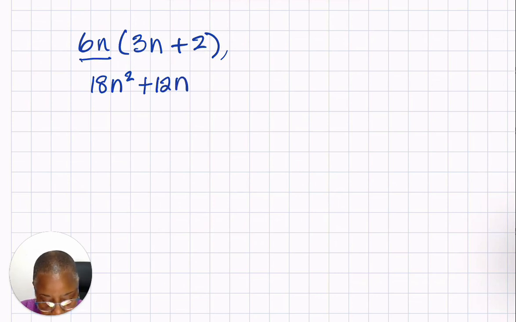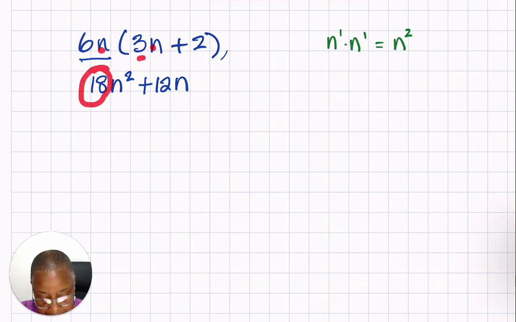Now please remember, when I'm multiplying two variables with the same base, I add their exponents. So this is n to the 1 times n to the 1. It's going to be n to the 1 plus 1, which is 2, n squared. So that's how I end up with n squared. Another way of thinking about it is, let's multiply the numbers. 6 times 3 is 18, and n times n is n squared. Same with here. 6 times 2 is 12, and n times nothing, well, 1 is n.